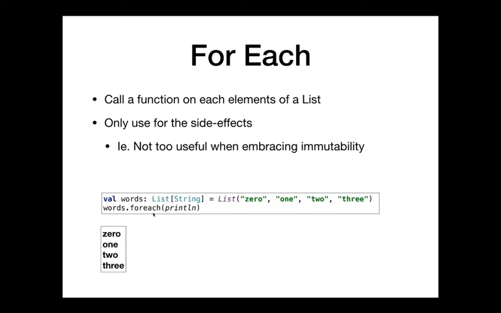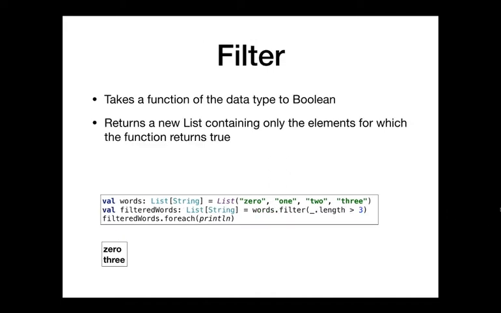So for each calls this function on each element of the data structure. Not too crazy yet. Filter.